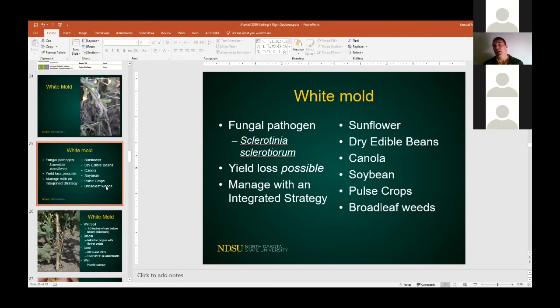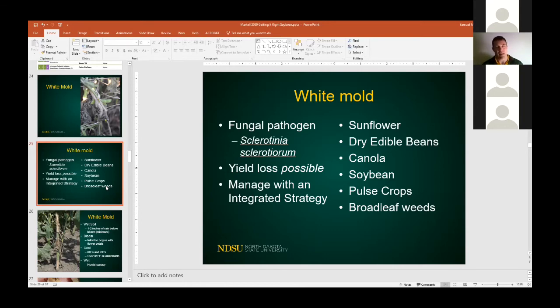And the other column here, I've got sunflower and dry beans and canola and soybean, pulse crop, and broadleaf wheat. So white mold is kind of unique in that it hits about 500 different plant species. In North Dakota, it will hit every single broadleaf crop we grow. The only one that might be considered resistant is flax. And the most susceptible is probably sunflower, followed closely by dry edible beans. And soybean is in there, it's in the mix, but it's not like a sunflower.